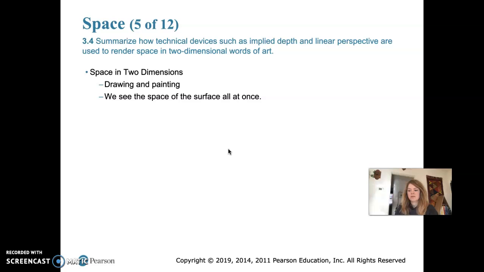So space in 2 dimensions. We've talked about 3-dimensional space, but we haven't talked about 2-dimensional space yet. With two-dimensional space, we have the picture plane to look at. So the picture plane is actually that flat surface that you put your picture on. Either you paint or draw it or etch it or whatever. It's flat.